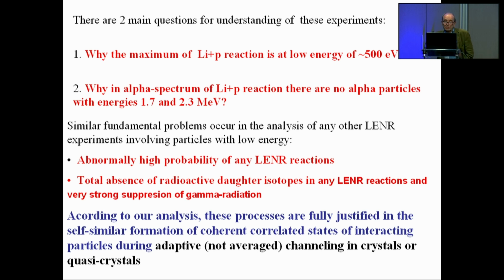And also, total absence of radioactive daughter isotopes in any LENR reaction, and very strong suppression of gamma radiation. It is well known. Gamma radiation is suppressed by 100 times, and radioactive daughter isotopes are practically absent in any LENR reaction. These are very, very fundamental, abnormal properties.